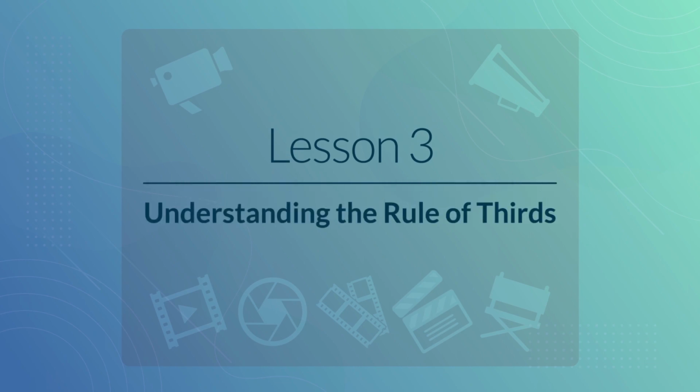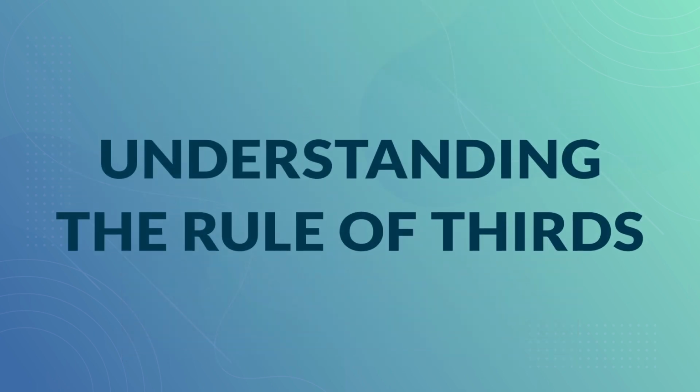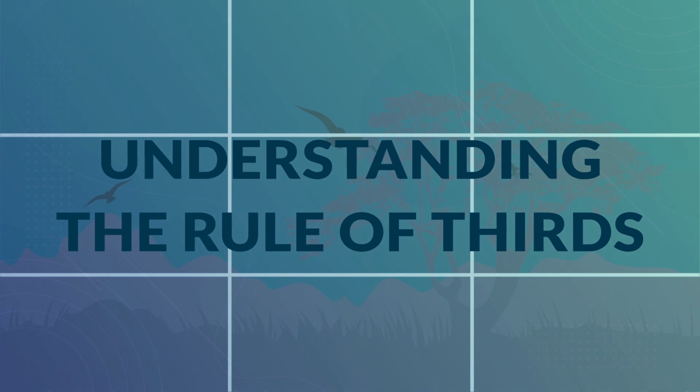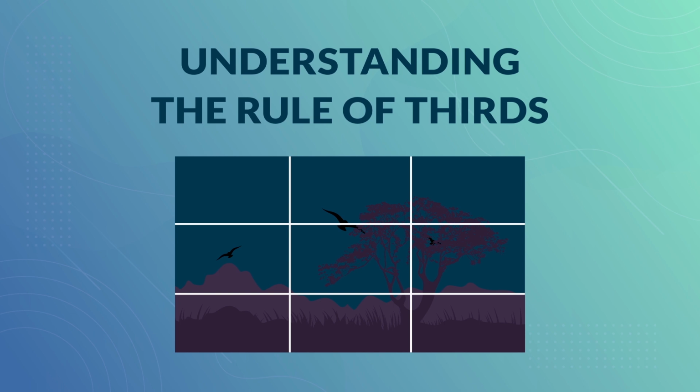Lesson 3. Understanding the rule of thirds. The rule of thirds is a style of videography composition in which a photo is divided evenly into thirds, both horizontally and vertically. The image's subject is then placed at the intersection of those dividing lines or along one of the lines itself, using the imaginary 3x3 grid of 9 segments formed by 2 horizontal and 2 vertical lines.